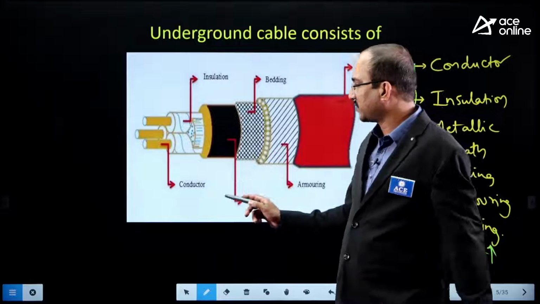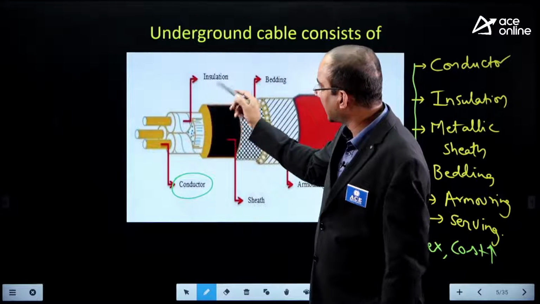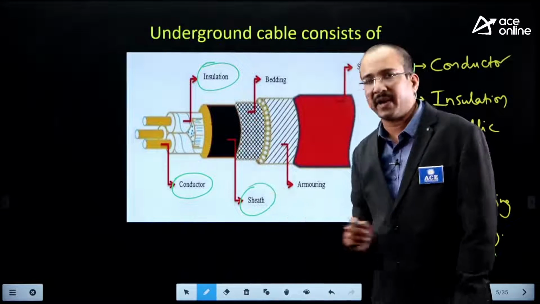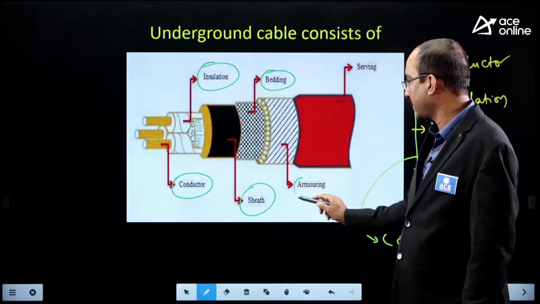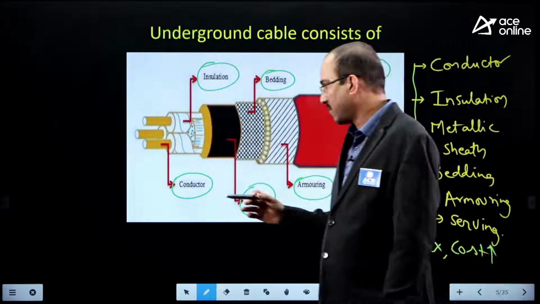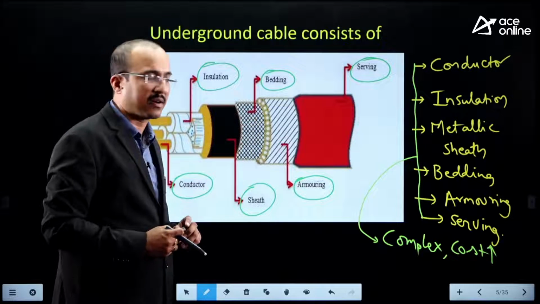So here we have observed the cable consists of conductor. Over the conductor surface we have insulation. Over the insulation surface we have metallic sheet. Over that we have bedding. Over that we have armoring and serving. So we have seen a brief overview of all the elements that we have in case of underground cable.